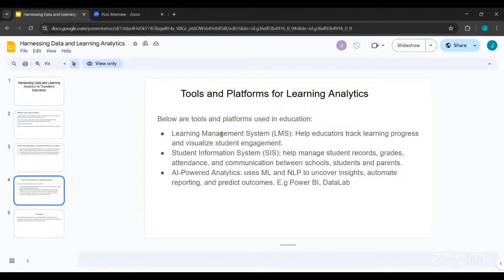Then we have the AI-powered analytics. The AI-powered analytics uses machine learning and natural language processing to uncover insights, automate reporting, and predict outcomes. Examples are Power BI and DataLab. So with the AI-powered analytics, you'll be able to uncover the insights and present them in a visual way so that we'll be able to measure the performances of students and predict outcomes.